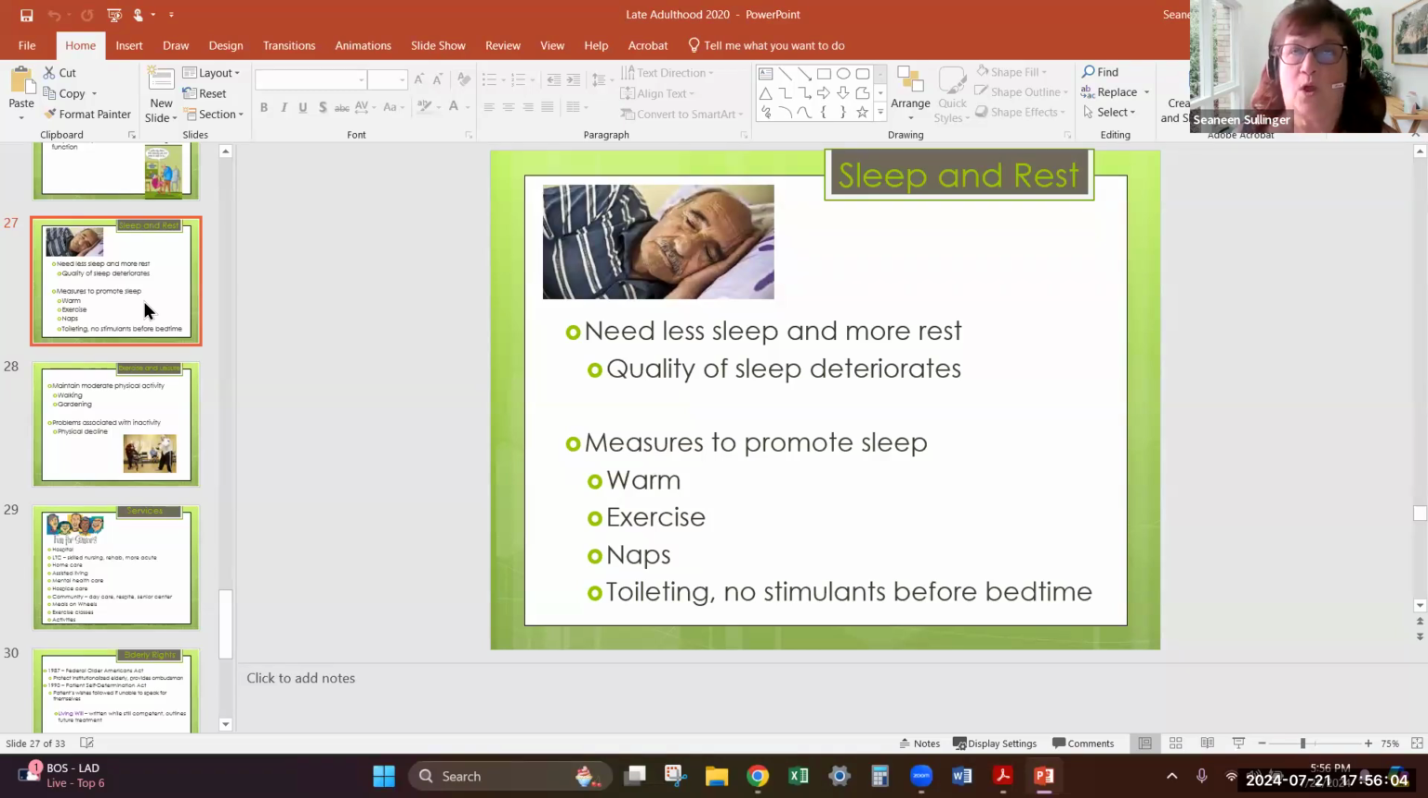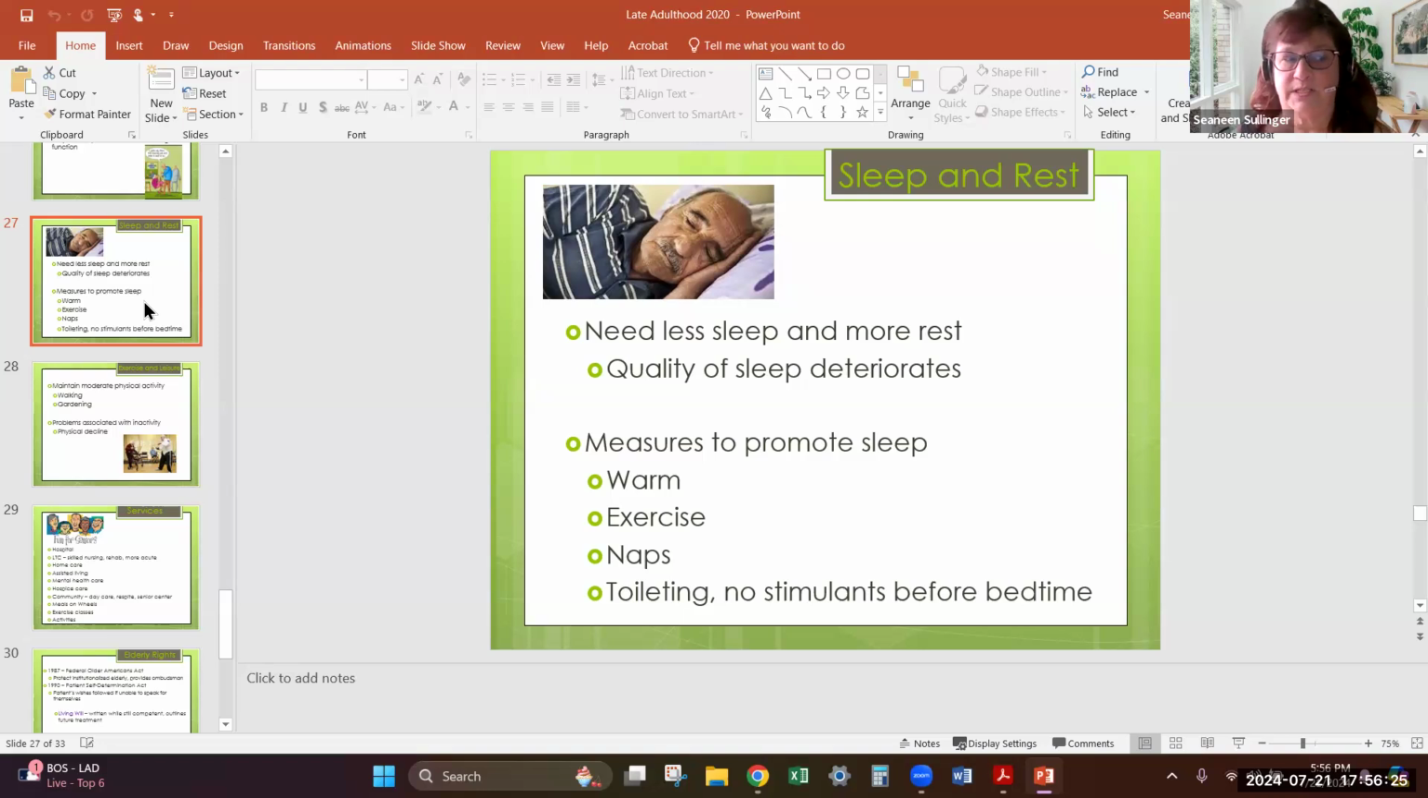The sleep quality deteriorates. There's a lot of insomnia that I see. And also, remember we talked about in adolescence the time frame of sleep, and in adolescence, it's more that they're awake at night instead of during the day. So it's kind of the same thing.